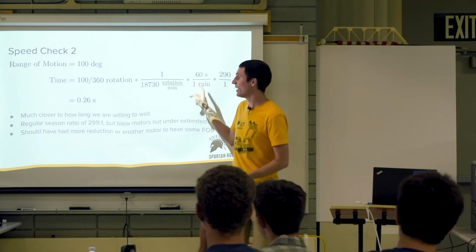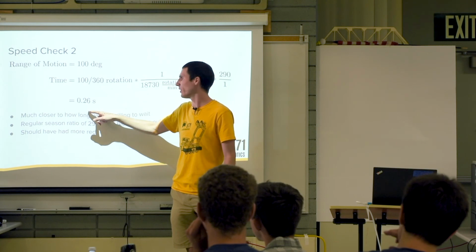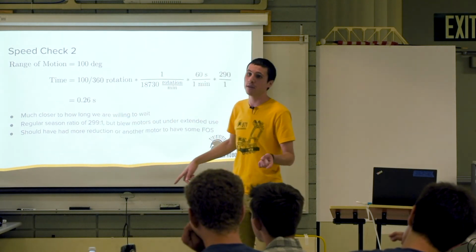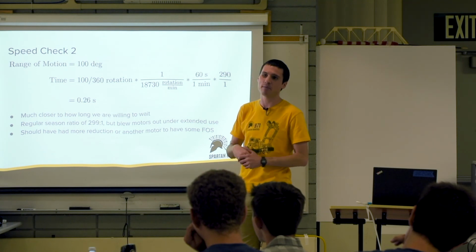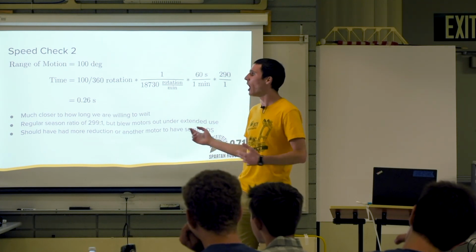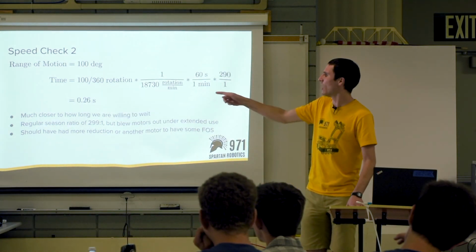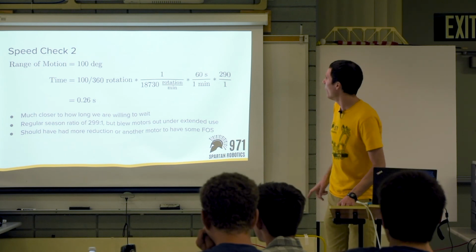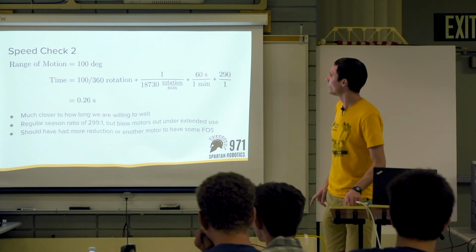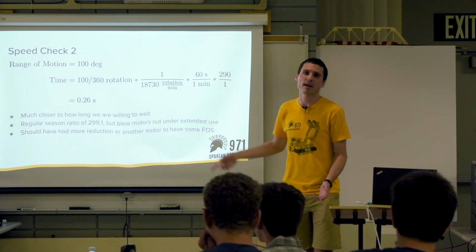Looking here and saying this 0.26 seconds, we really don't want to go much slower than this. We have one of two options. One, we just go slower and we accept the time penalty and the time delay that's going to come from that. The other option is that we add in a second motor. So what would happen to that time if we added a second motor? Actually, that wouldn't change the time. Sorry. What would happen to our factor of safety if we added a second motor?